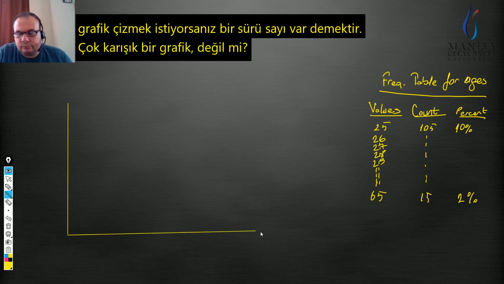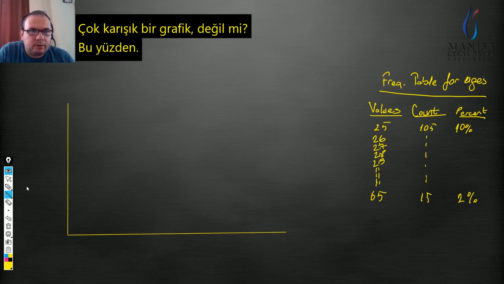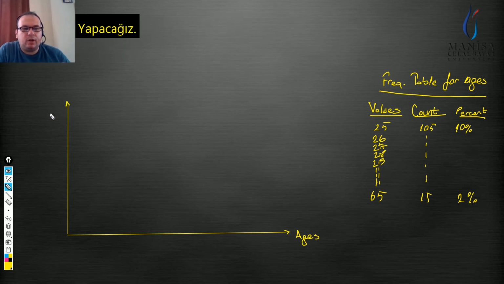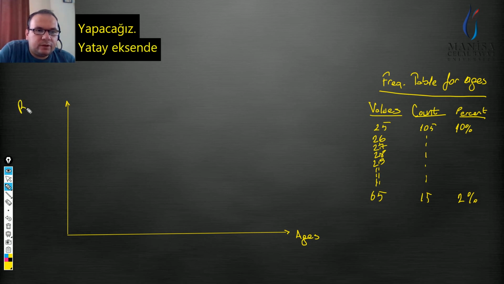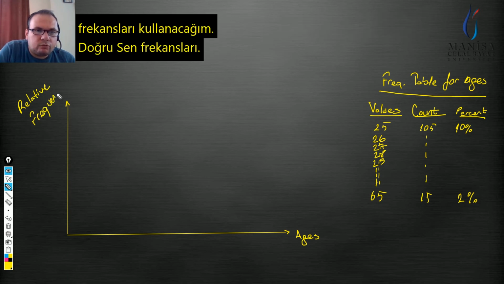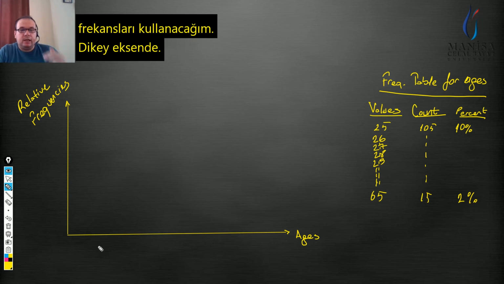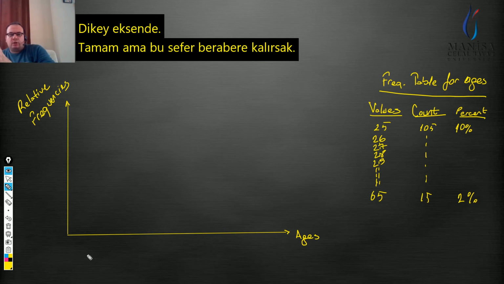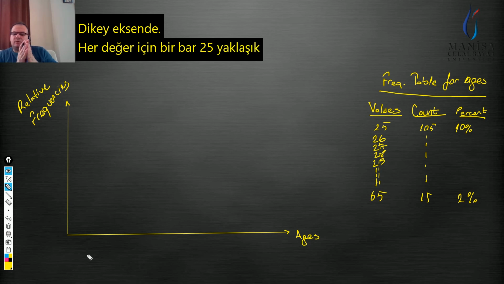So we will have age in horizontal axis, and also this time I'm gonna use the relative frequencies rather than the absolute frequencies. Relative frequencies in vertical axis. Okay, but this time if we draw a bar for every value, a bar for 25, a bar for 26, a bar for 27, then it becomes very messy.